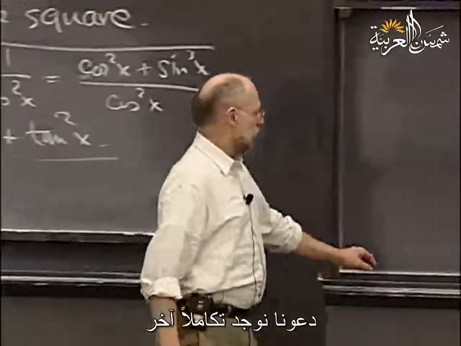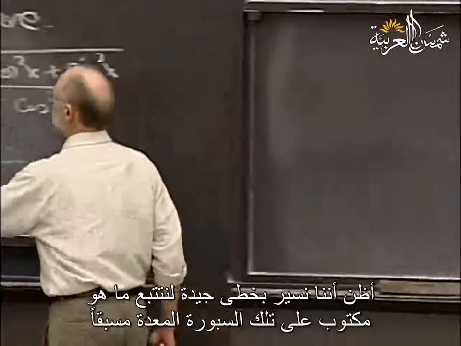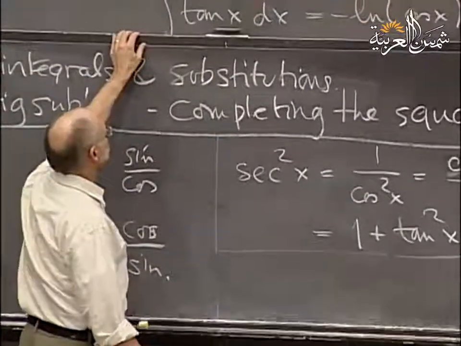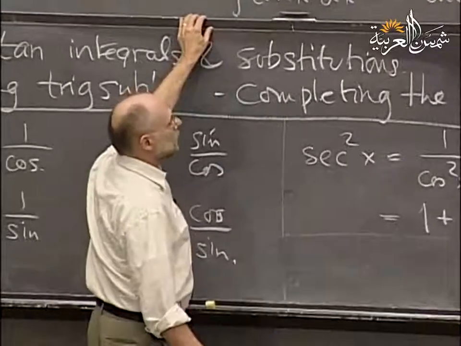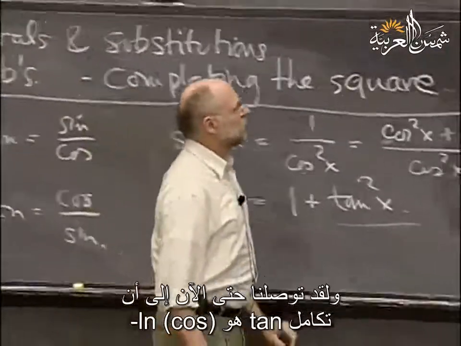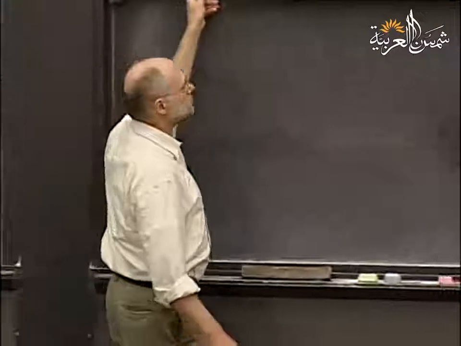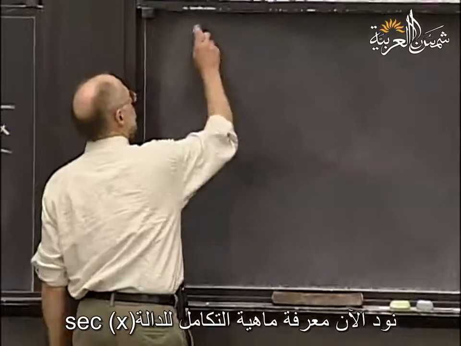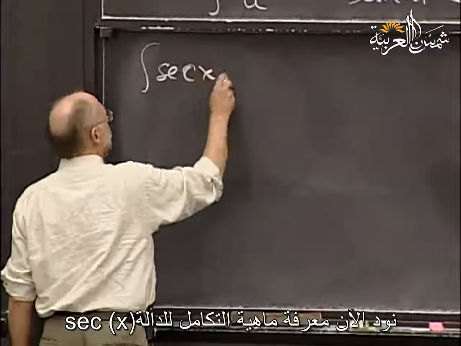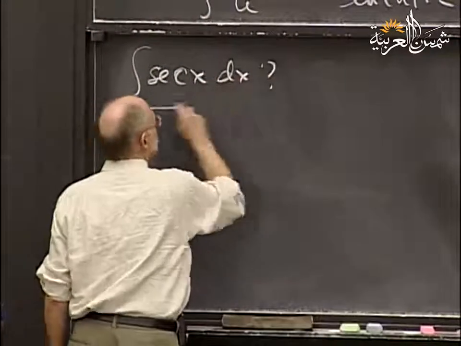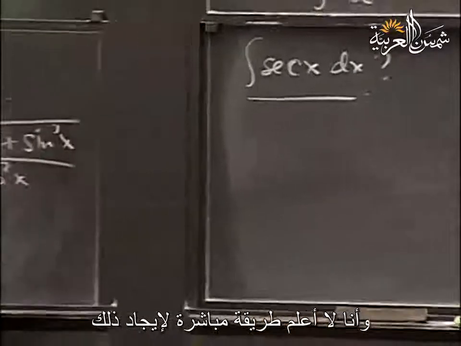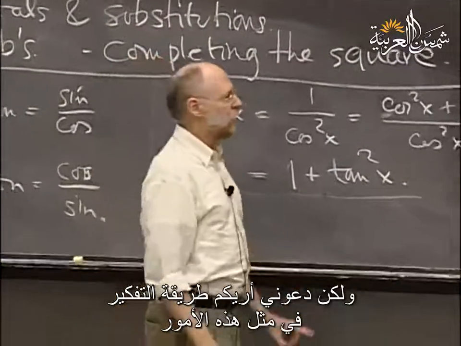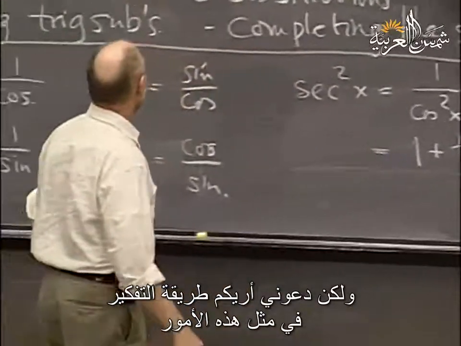Let me do one more integral. I think I'm making my way through a prepared board here. Let's see. Good. So the integral of the tangent is minus log cosine. I'd also like to know what the integral of the secant of x is. And I don't know a way to go straight at this, but let me show you a way to think your way through to it.